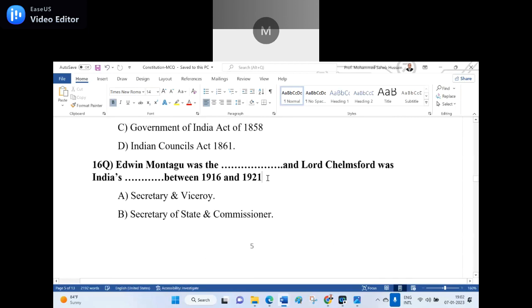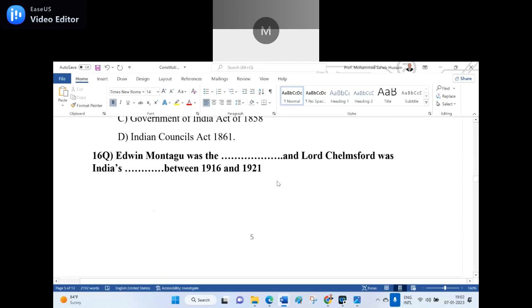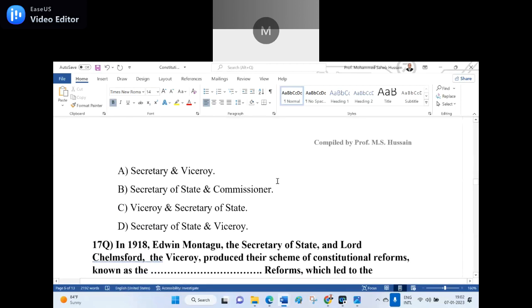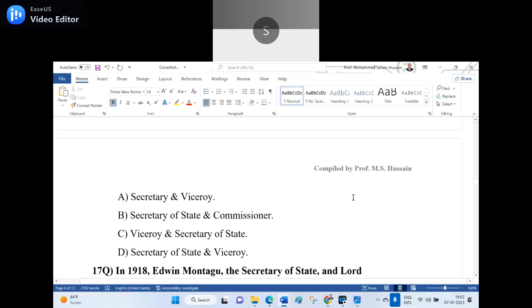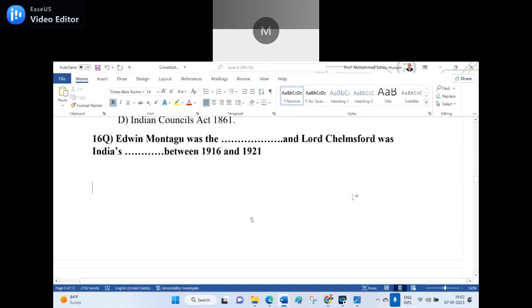Okay, I will pull down to the next page. Now you tell me, among A, B, C, D, which is the right answer? Wrong. Sir, option D. Secretary of State is Montagu and the Viceroy is Lord Chelmsford.